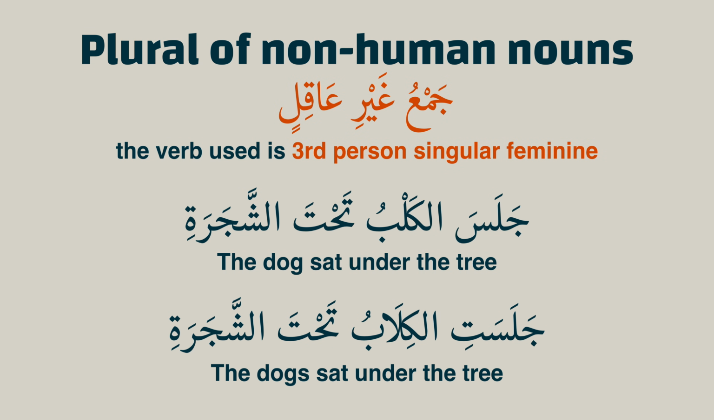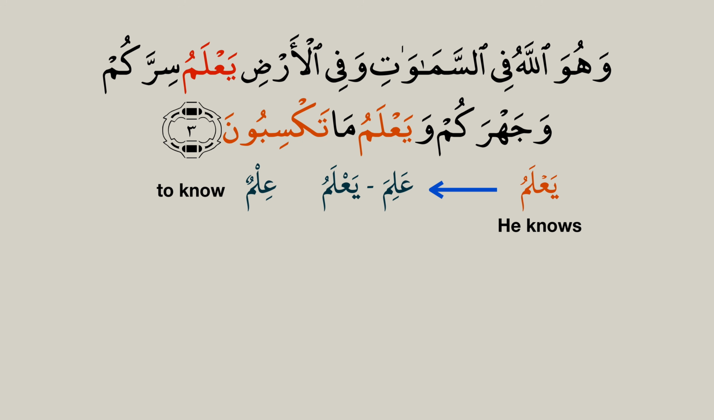Okay? Finally, let's have a look at a verse from Surah Al-An'am, verse 3. وهو الله في السماوات وفي الأرض يعلم سركم وجهركم ويعلم ما تكسبون. In this verse, we see two verbs. Number one, يعلم, which is from the section علم يعلم. This section is named after this verb, and its masdar is ilm, meaning to know. So, يعلم means he knows.